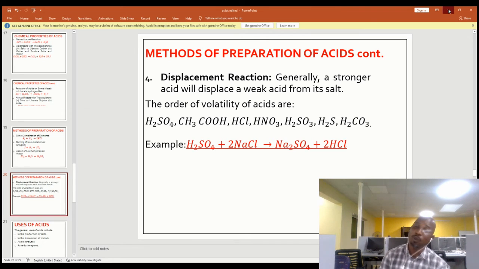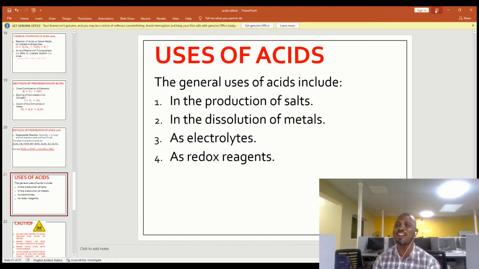My wonderful students, what do you think we use acids for? Find out shortly what acids are used for. Acids have numerous uses, but a few among them include: it is used in the production of salt. Remember the neutralization reaction? Yes. Then it's also used for the dissolution of metal. Metal can be dissolved using acid.